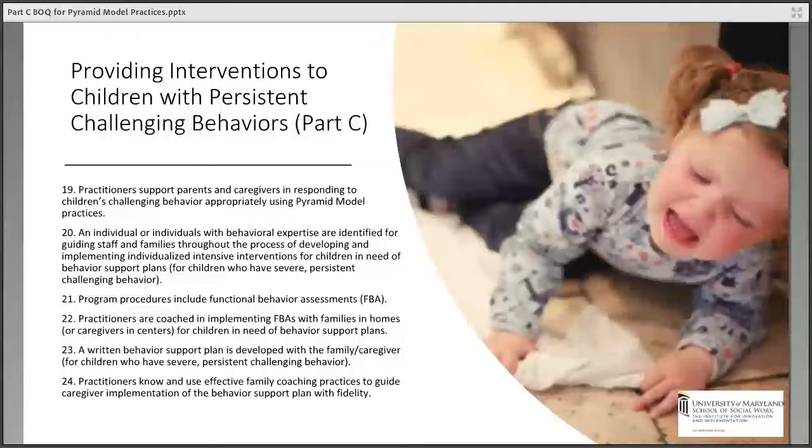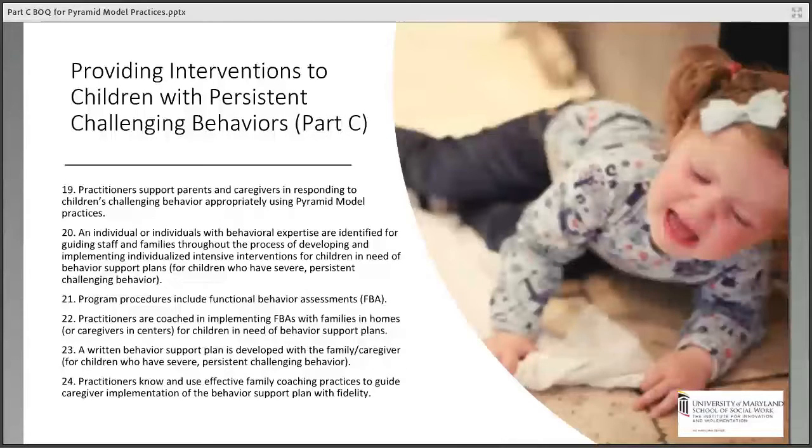So Part C, the next section is providing interventions to children with persistent challenging behaviors. And this is really the nuts and bolts of what we're trying to do, as we all know, Part C interventionists didn't necessarily go to school for teaching parents how to deal with challenging behavior, but it comes up in the work that we do every day. And so what is in place to help practitioners learn how to support parents and caregivers in responding to children? There should be an individual, at least, with behavioral expertise on staff to guide staff and families when higher level needs are identified, and maybe funneling kids to more intensive programs as needed.